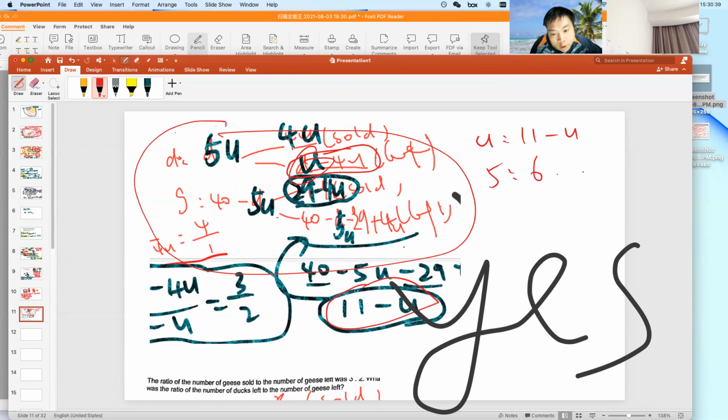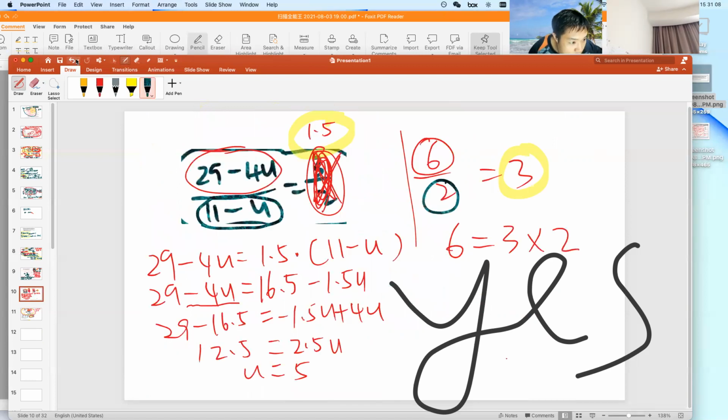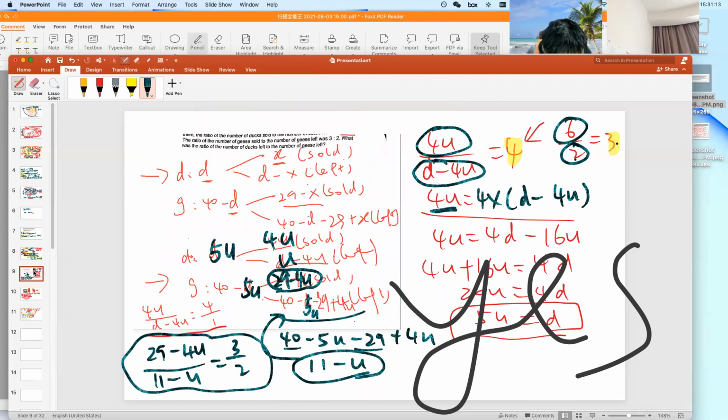Okay, so that's the reason why I say with the diagram, it's harder to make a mistake. Because if you read the question, it is duck to geese, right? So duck is U, geese is 11 minus U. So I just give what the question wants. Okay, but let's say you do it your way, what is your way? Your way is probably like this. Let me show you what are the common mistakes students make. So your way probably is like this.